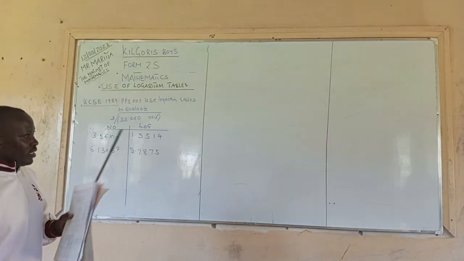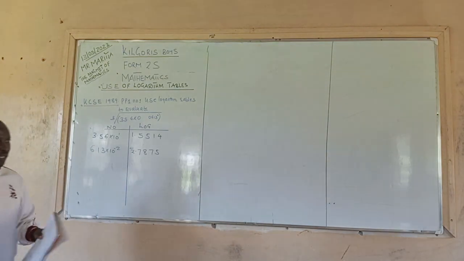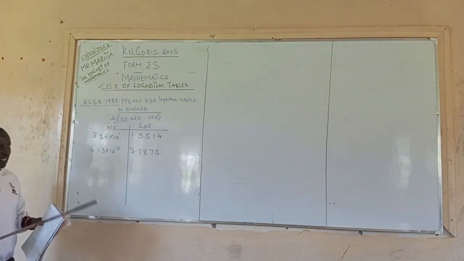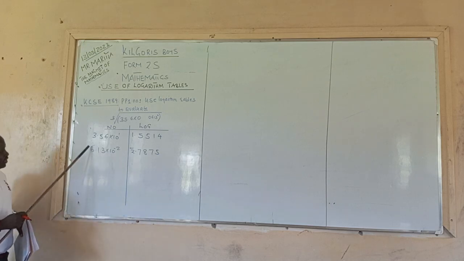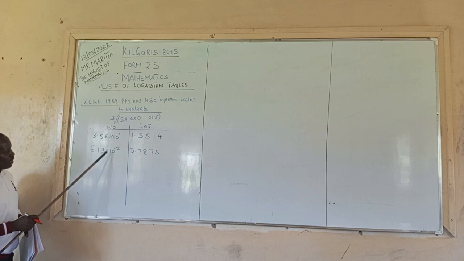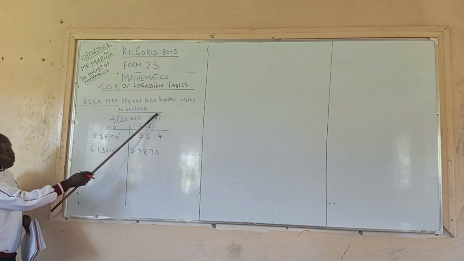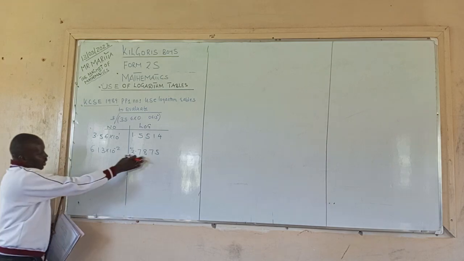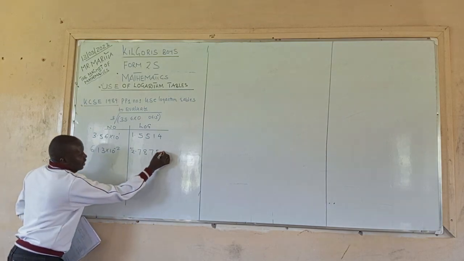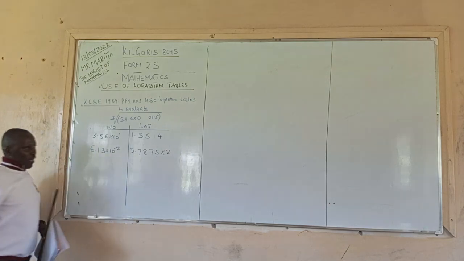Yesterday, I said that when a number is raised to a given power, you are supposed to multiply the logarithm of that number by that given power. For instance, here, we have 6.13 times 10 raised to negative 2. No, it is raised to power 2. And this power 2 is our power. So this is the logarithm of that number, then we need to multiply this one by 2.